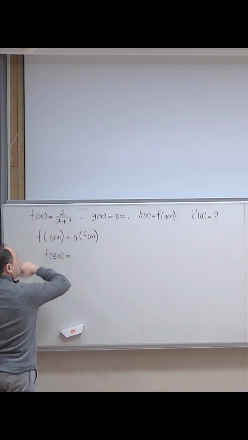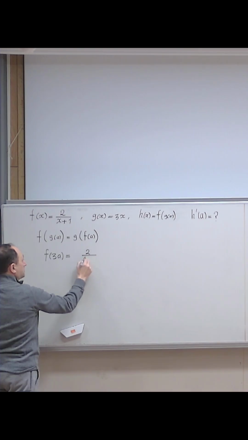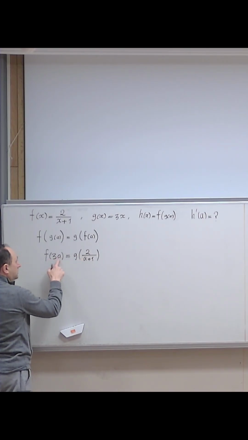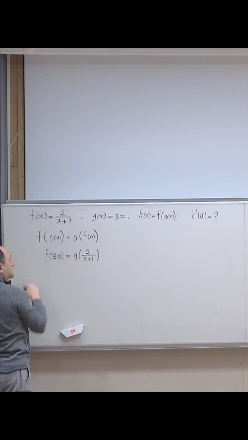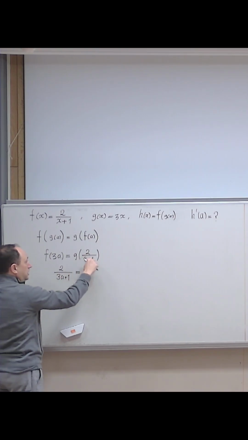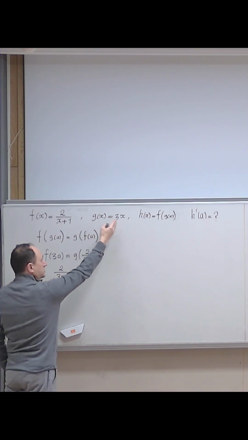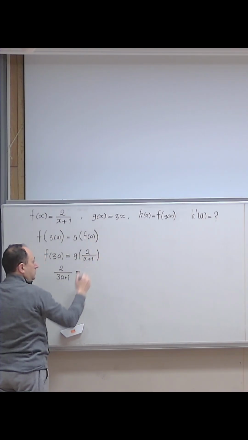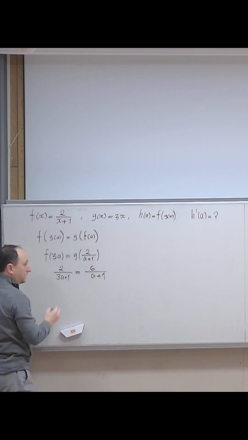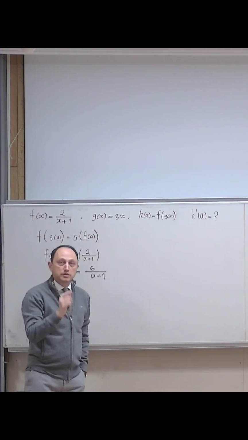According to the rule of the function f, the output will be 2 over a plus 1, and g is supposed to apply after that. So f acting on 3a, where 3a is playing the role of x as the input, becomes 2 over 3a plus 1. On the right hand side g applies on this input. g multiplies the input by 3, so it also multiplies this by 3, and it becomes 6 over a plus 1. Then I solve this equality and find a.